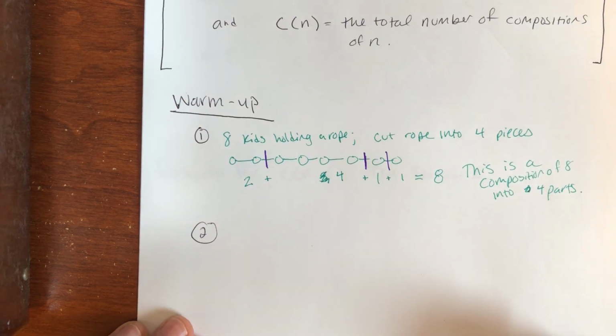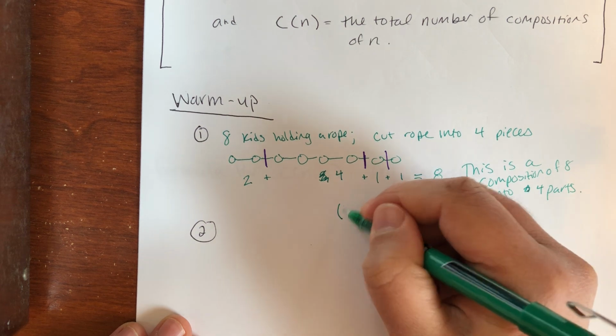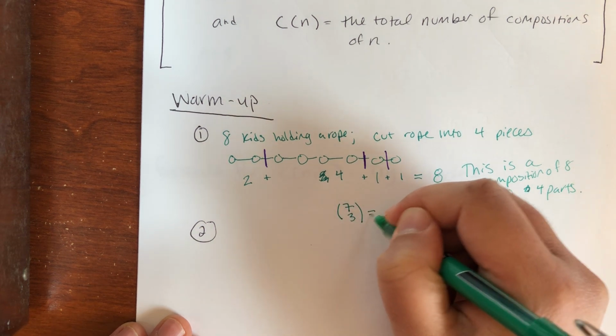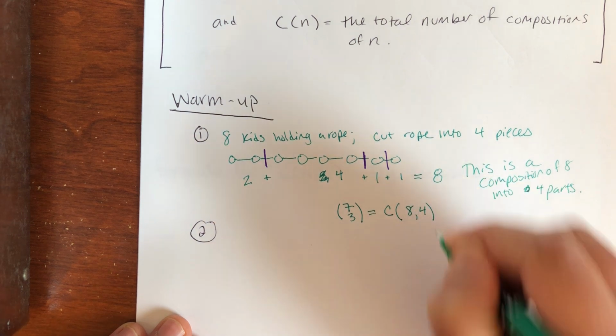Okay, sorry about that. And we found in this problem that the total possible number of ways to do this was 7 choose 3. So this is going to represent the total number of compositions of 8 into 4 parts.